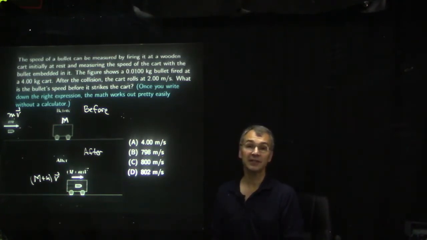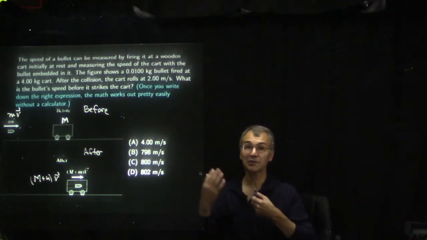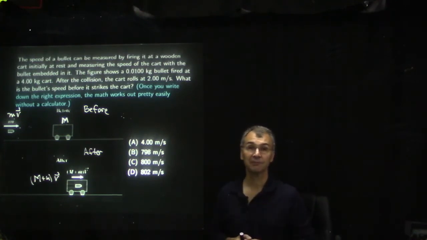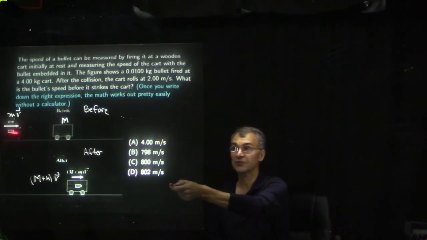So the key here is that the bullet plus cart system is isolated. So the bullet and the cart interact only with each other. That's at least a true statement in the horizontal coordinate.